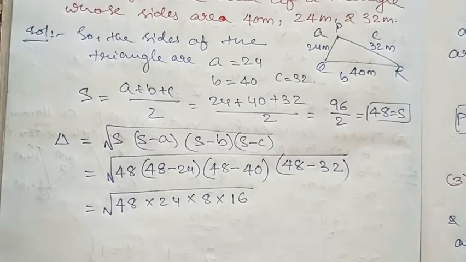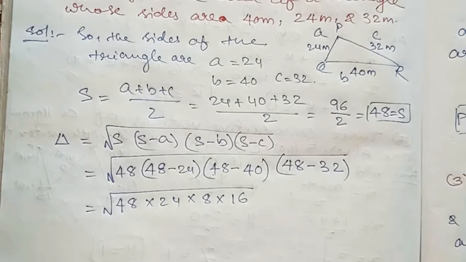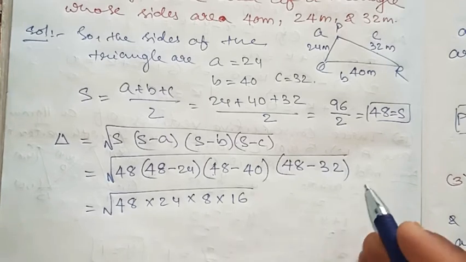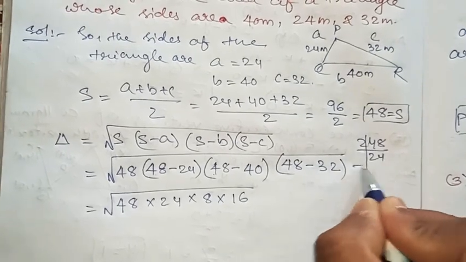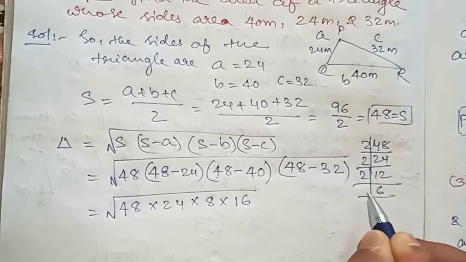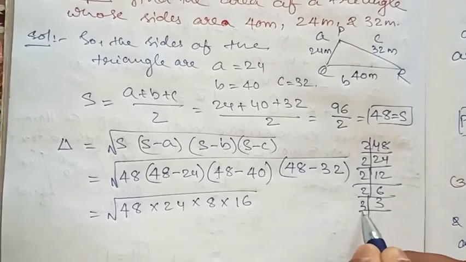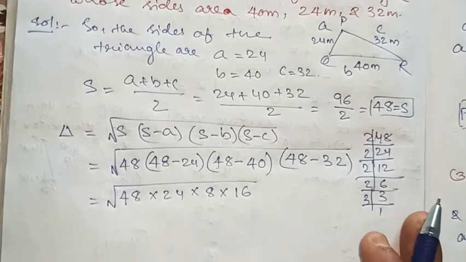Now the important part is, remember that there is no need of multiplying all the values, otherwise you will get a bigger value and you won't be able to find the square root of that. So never multiply the values, always find the LCM of these numbers. So LCM of 48 is: 2 | 48, 2 | 24, 2 | 12, 2 | 6, 2 | 3, 3 | 1. Okay, so the LCM of 48 is this much we got.